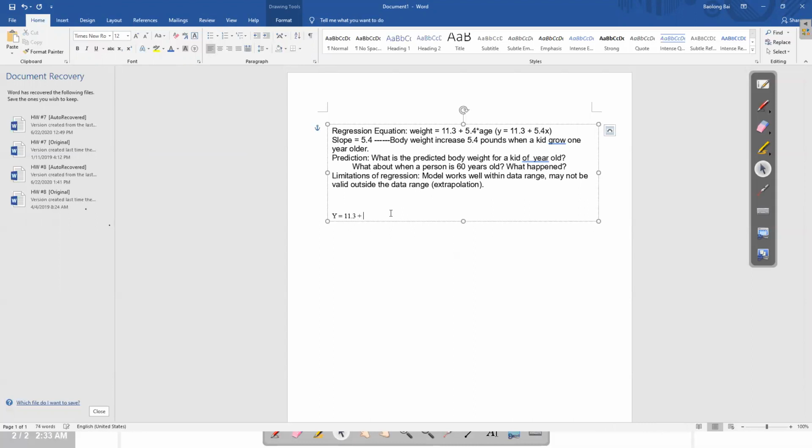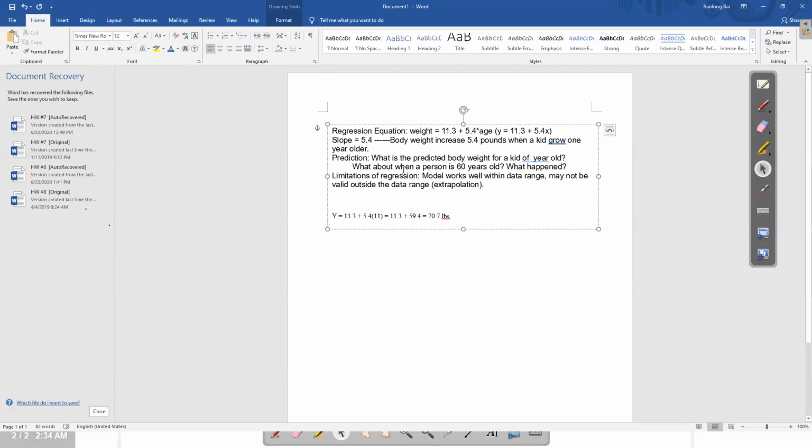11.3 plus 5.4 times X, and X is 11, right? And that's some calculation involved. So we're going to calculate this very quickly. So that's 70.7 pounds. So a kid of 11 years old will be about 70.7 pounds. That's our prediction, right? That's pretty reasonable.